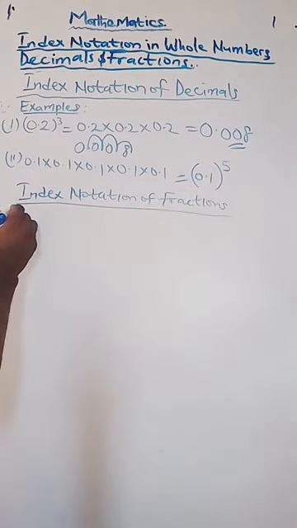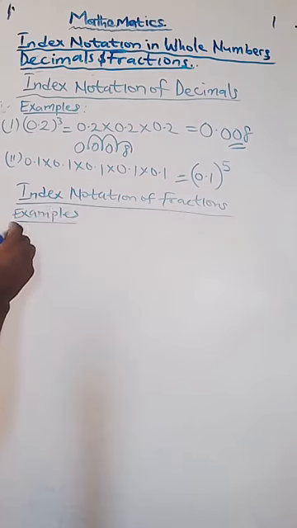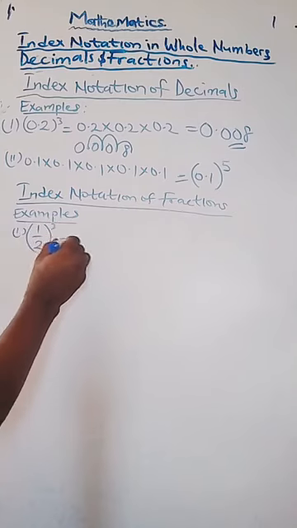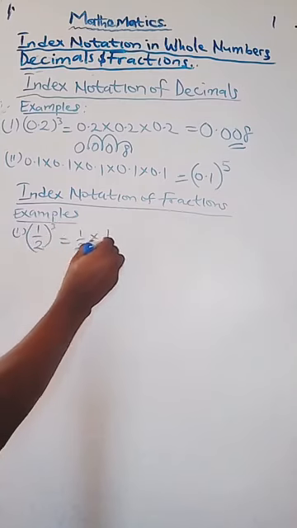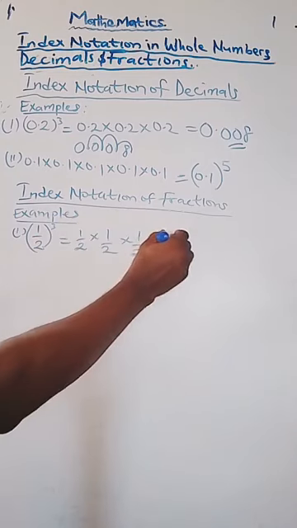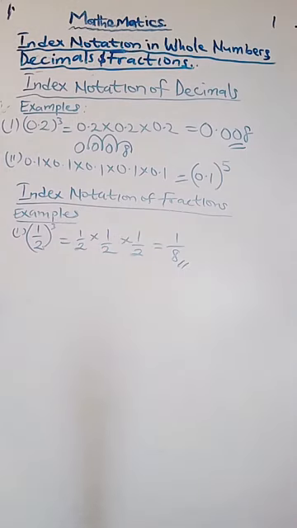Let's look at some examples to guide us as usual. Let's say you have 1 over 2 raised to power 3. So that would be 1 over 2 times 1 over 2 times 1 over 2. So this is 1 times 1 times 1 times 1. That is 1. 2 times 2, 4. 4 times 2, 8. So this is 1 over 8.